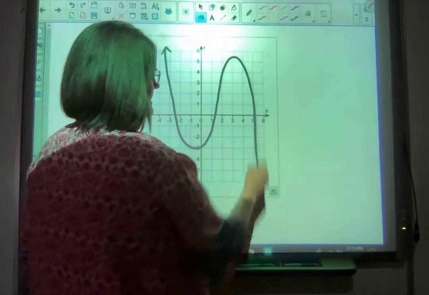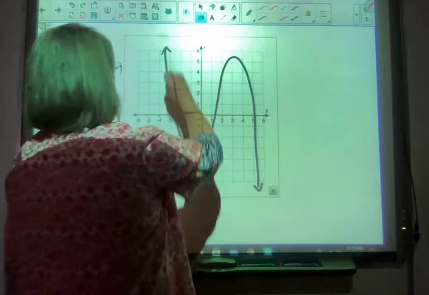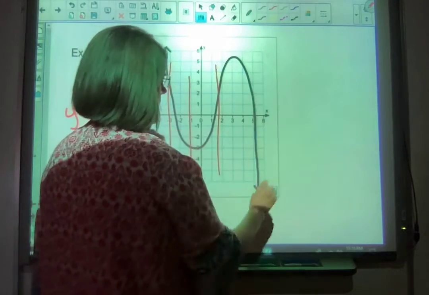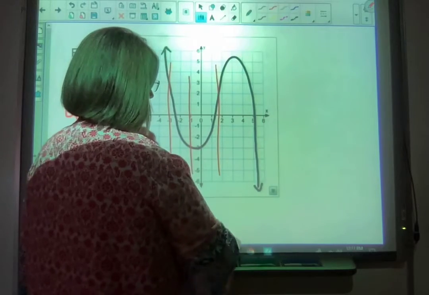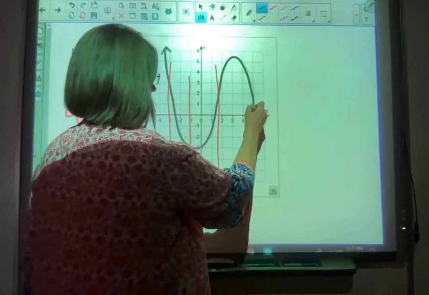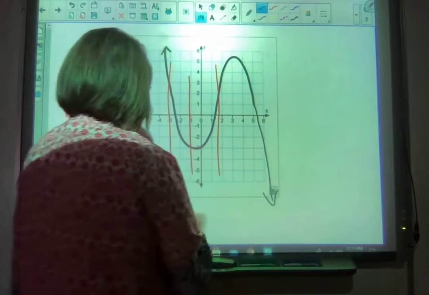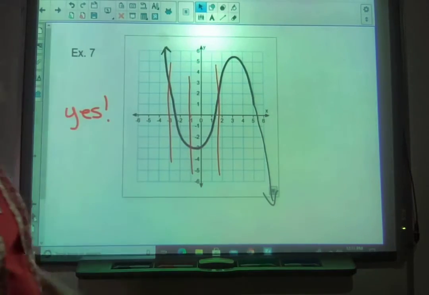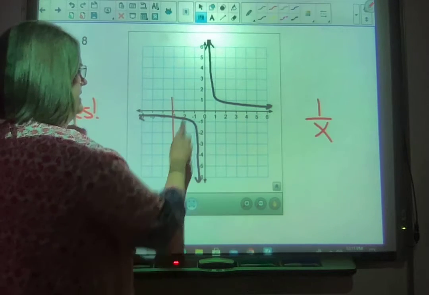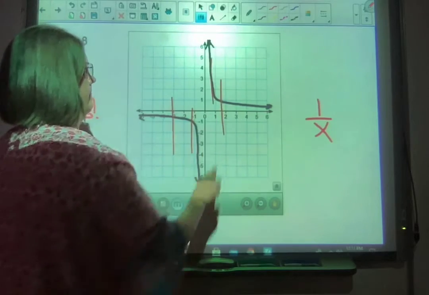And this one is hand drawn by me, but it is a function. This part over here almost looks like it's not, but in all honesty, this graph is coming down more like that. So it would be a function. This one, yes, no matter how I draw my line, is a function. Okay.